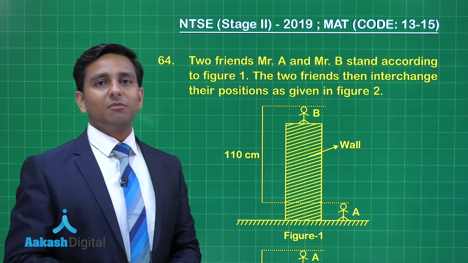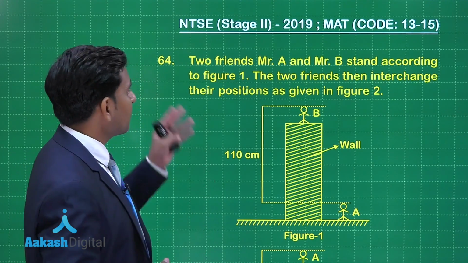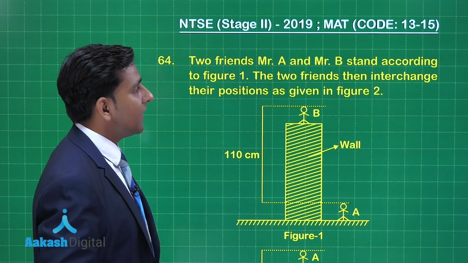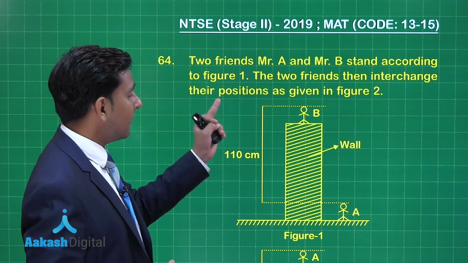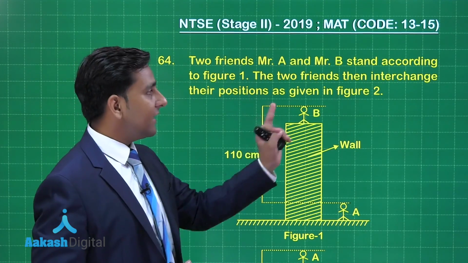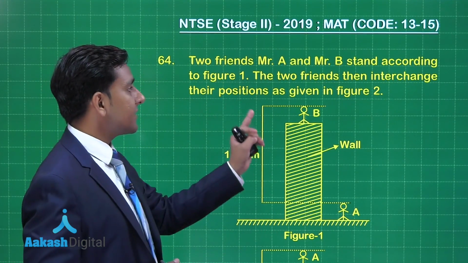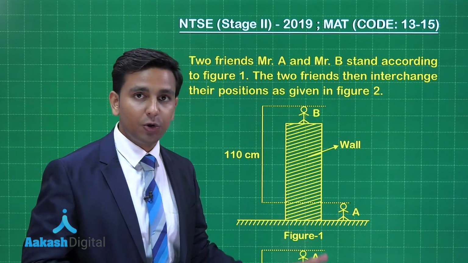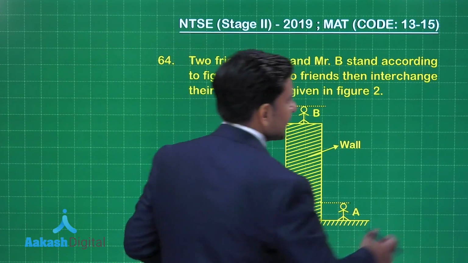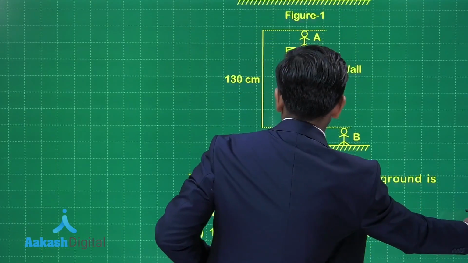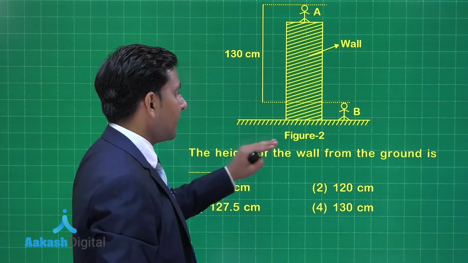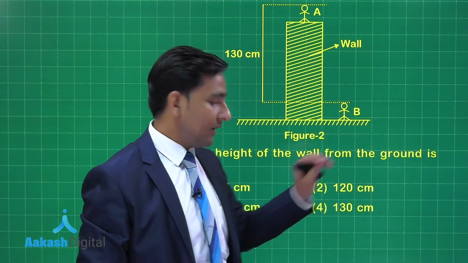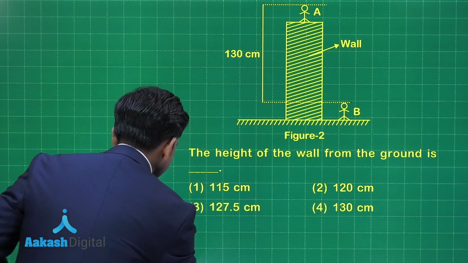Let's solve question number 64. This question states two friends Mr. A and Mr. B stand according to figure 1. The two friends then interchange their positions as given in figure 2. On the basis of these two figures, we have to find the height of the wall from the ground. Let's solve this question.